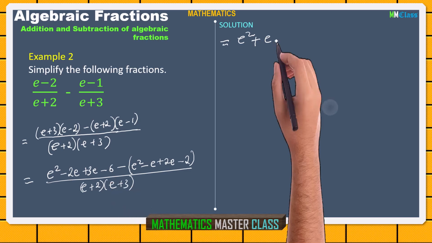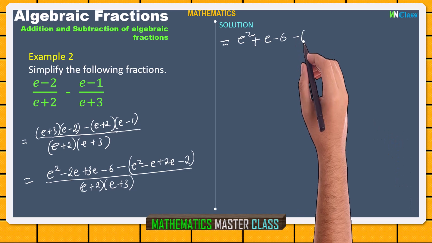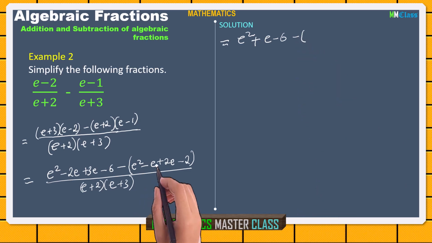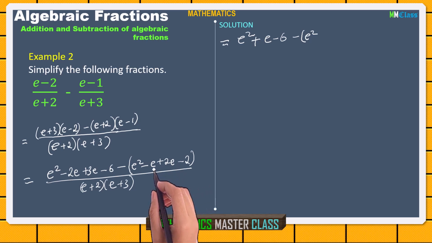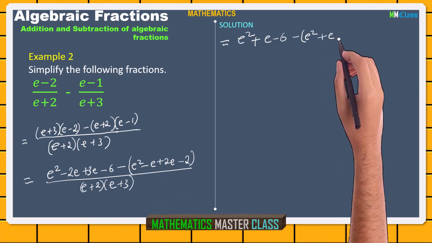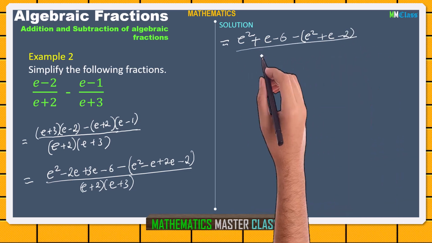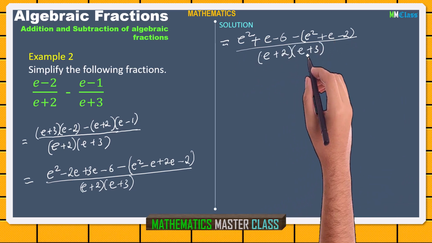So if you proceed here, you are going to get minus 6 minus. Now, inside the bracket here, we have e square, minus e plus 2e is like saying 2e minus 1e, or 2 minus 1. And that will give us plus 1, or 1e. Then minus 2 is still there. All over (e plus 2), the denominator, and then (e plus 3).